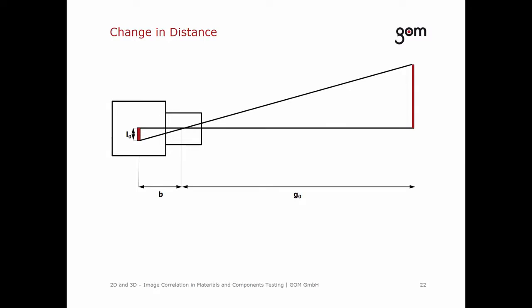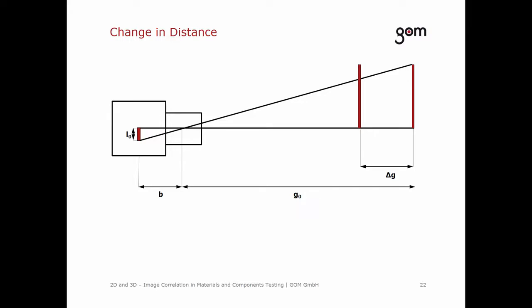Here we have a more precise model. Let's assume that the camera is positioned towards the specimen at the distance of G0. The camera creates an image of the specimen L0. What happens if the distance between the specimen and the camera is changed by delta G? In other words, what happens when the tensile specimen moves out of the calibrated plane?